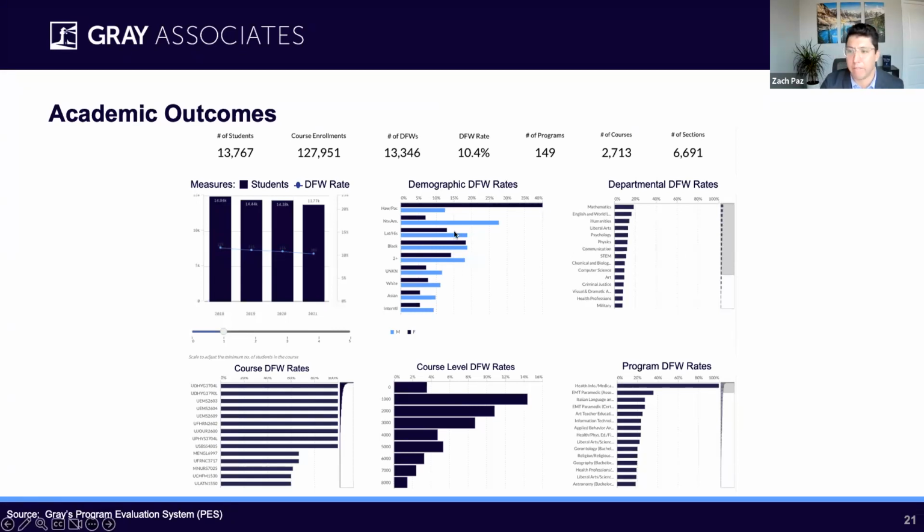Looking at it by demographics: how are you serving the different demographics of your institution? And understanding that maybe different demographic groups need different resources. How are those DFW rates different by department? Are there different areas where you need to add additional resources, so you can make decisions around resources within each department?